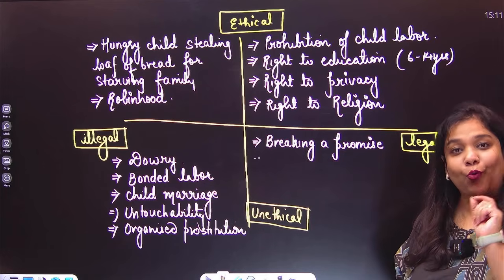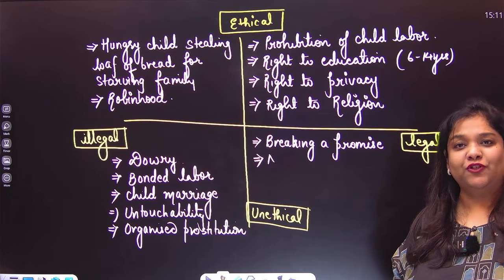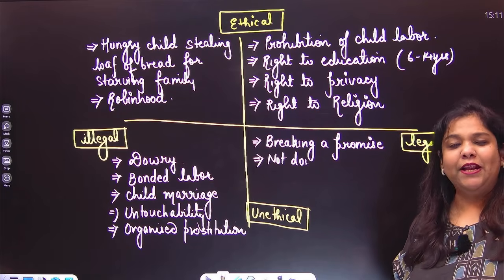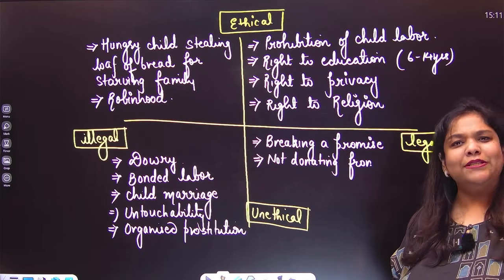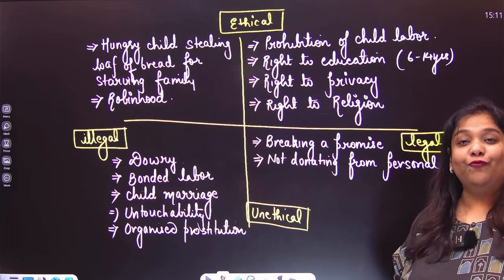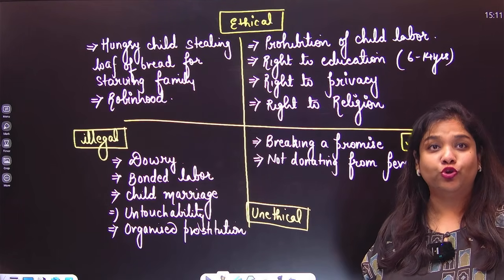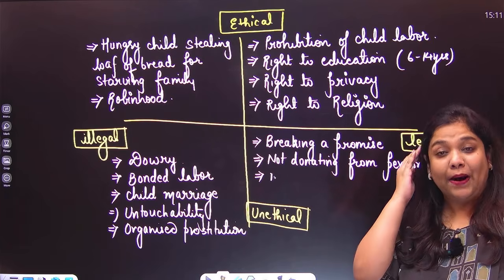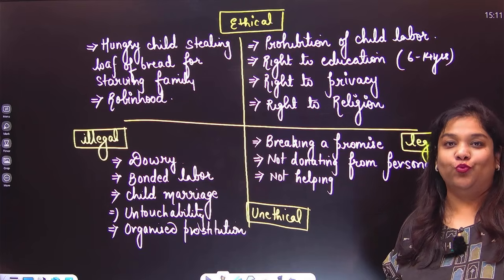This is the most important quadrant when it comes down to answer writing. For example, breaking a promise which you have made to a friend. It might be legal on face value. You've just made a promise, there was no written contract. So if you're breaking the promise, it is absolutely fine, but it would not be ethical. Similarly, not donating from your personal wealth. Nobody is going to legally hold you accountable if you do not donate from your personal wealth, but in that case, it would be considered unethical because charity is the highest virtue.